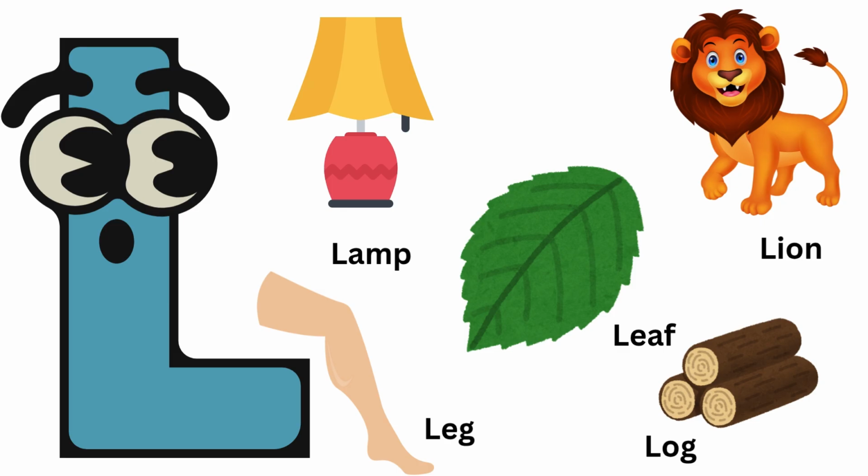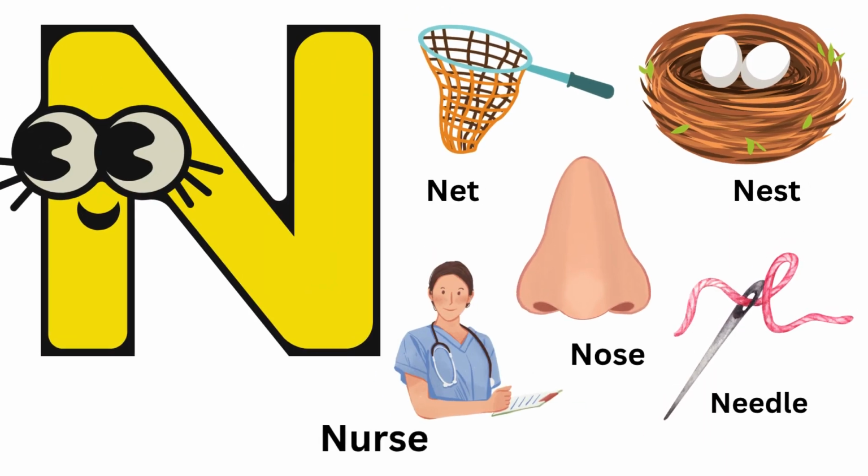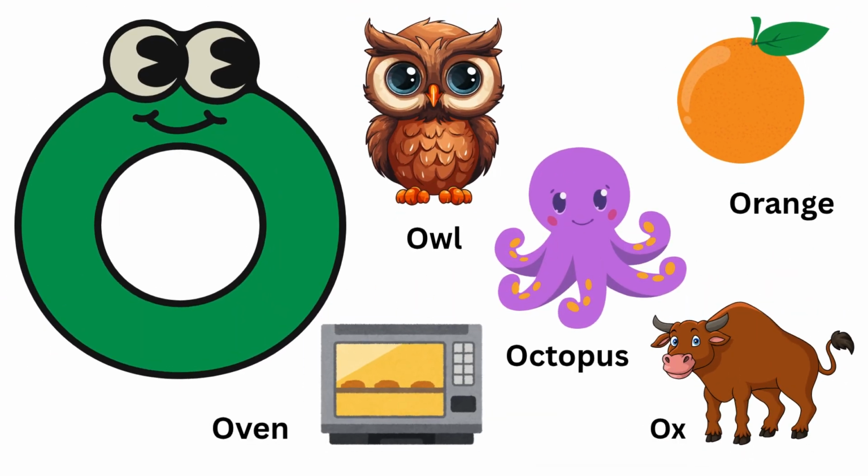L is for lion, lamp, leaf, log and leg. M is for monkey, moon, mug, mouse and map. N is for nest, neck, nurse, nose and needle. O is for owl, orange, octopus, oven and ox.